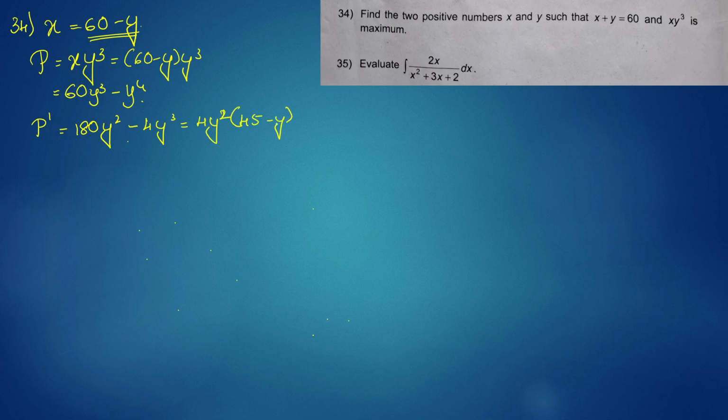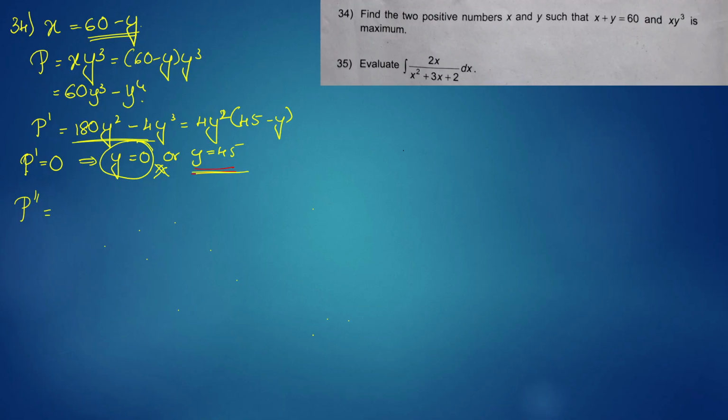To find the maximum or minimum value, we consider p dash equal to 0, which implies we get y equal to 0 or y equal to 45. Y cannot be equal to 0 as they have given two positive integers. Y must be equal to 45. If we consider p double dash, we are differentiating this function, so we get 360y minus 12y square. If we substitute y equal to 45, then p double dash of 45 will be equal to minus 8100, which is a negative number.